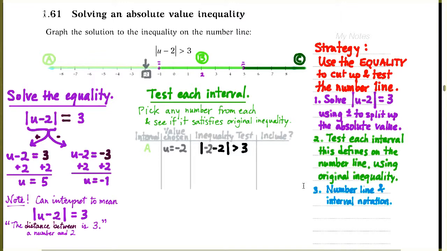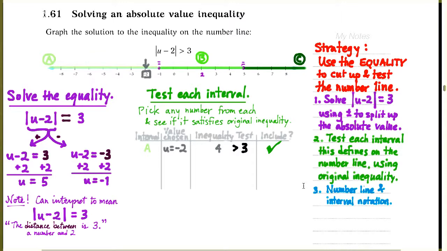Absolute value of -2 minus 2, is it greater than 3? Well, using the order of operations, let's evaluate -2 minus 2, -4. Take the absolute value on the left-hand side, absolute value of -4 being 4, and then ask, is this a true statement? Is 4 greater than 3? And the answer is yes.